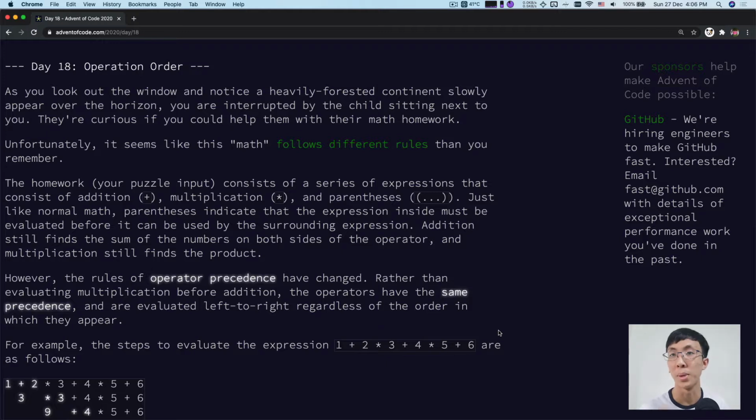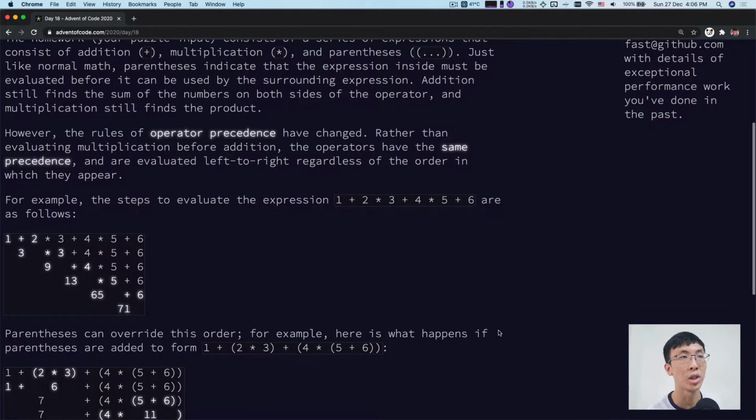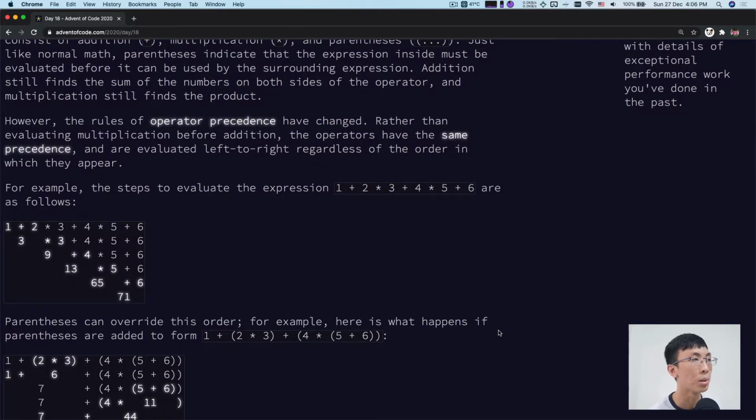The homework, which is your puzzle input, consists of a series of expressions that contain addition, multiplication, and parentheses. Just like normal math, parentheses indicate that the expression inside must be evaluated before it can be used by the surrounding expressions. Addition still finds the sum of the numbers on both sides of the operator, and multiplication still finds the product. However, the rules of operator precedence have changed. Rather than evaluating multiplication before addition, the operators have the same precedence, so they're evaluated left to right regardless of the order in which they appear.